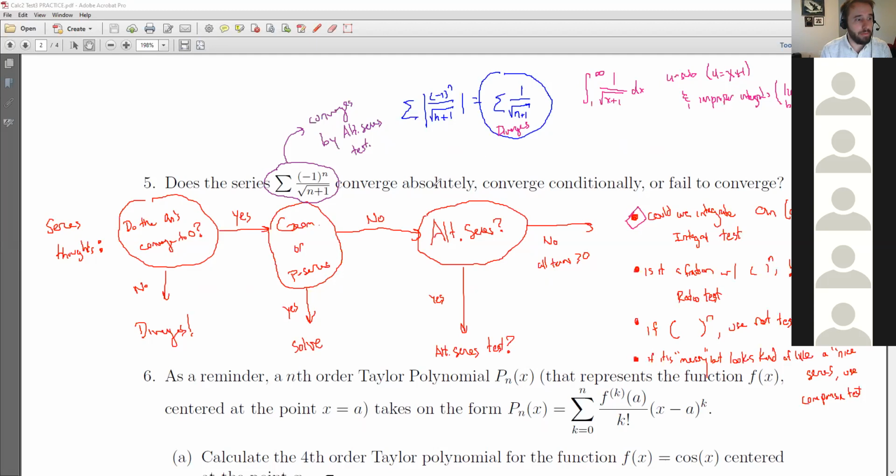And therefore, the answer to question 5 is going to be that it converges conditionally. Cool.